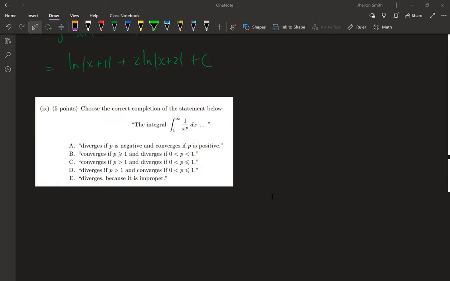Most people think the answer is C. Now, yes, we know it converges for p greater than one. However, I don't like how this is phrased. That is the closest one to the answer, though. I would say something like diverges otherwise, because there's nothing really stopping p from being negative, right, in general? You'll just flip it and make it positive. But C is the best of the choices here.